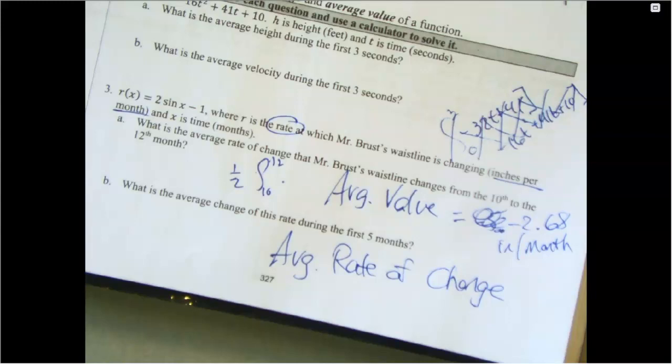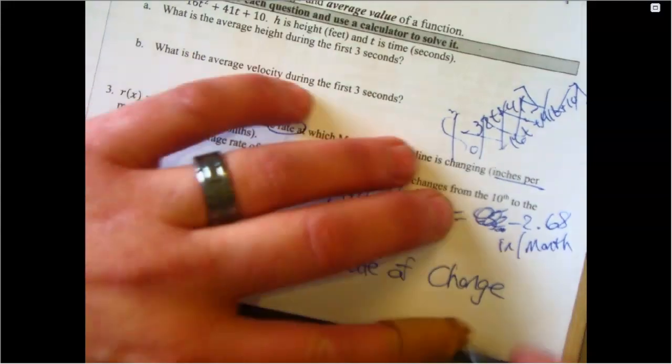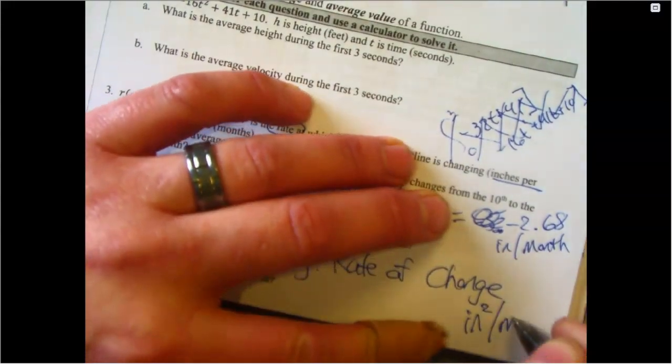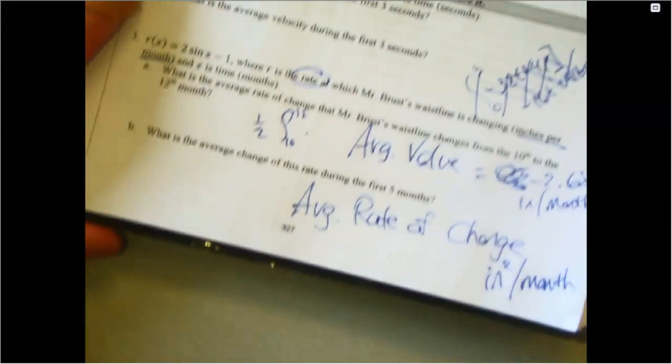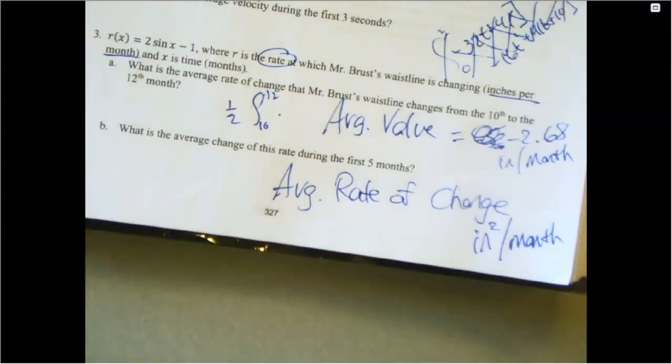How do I even change it? It'd be inches squared per month. So the label, I didn't do part B yet, but the label is inches squared per month.